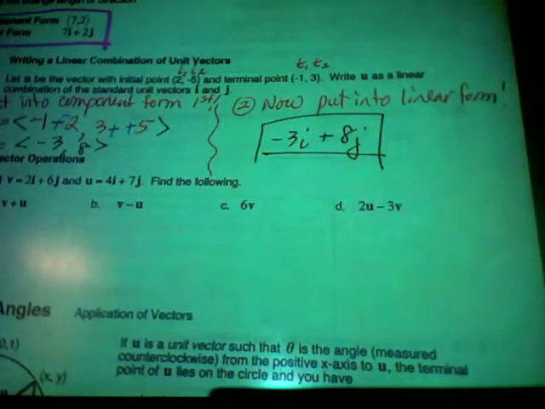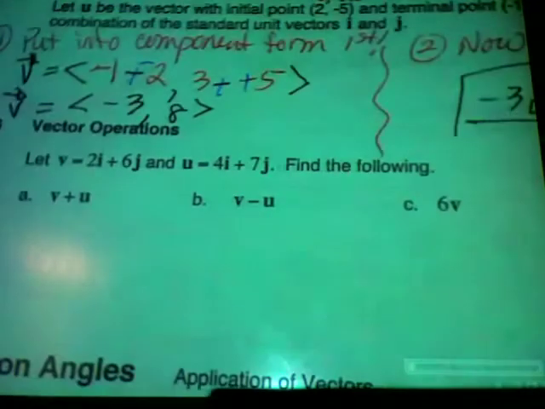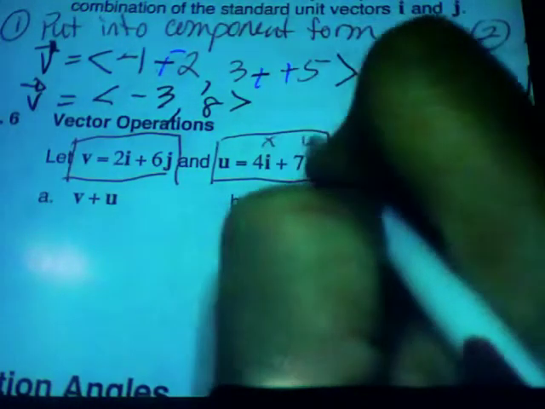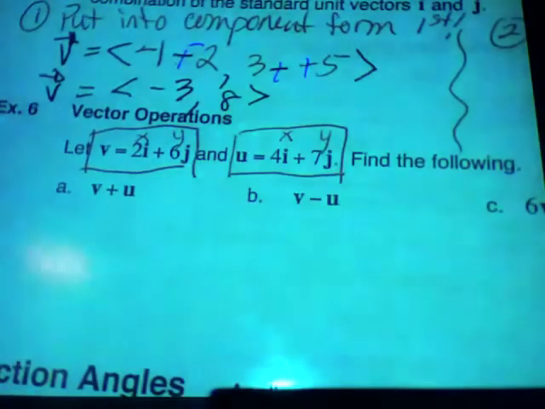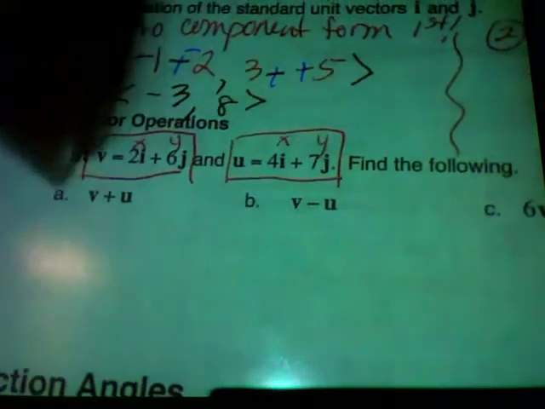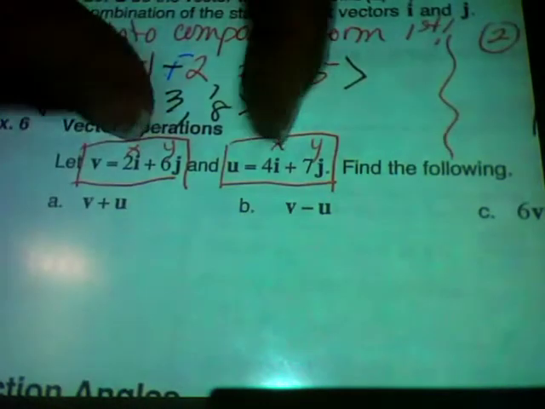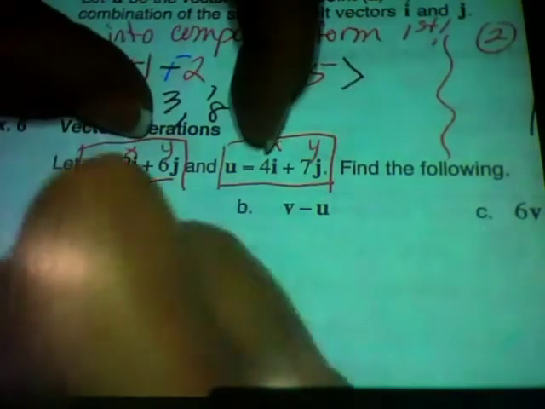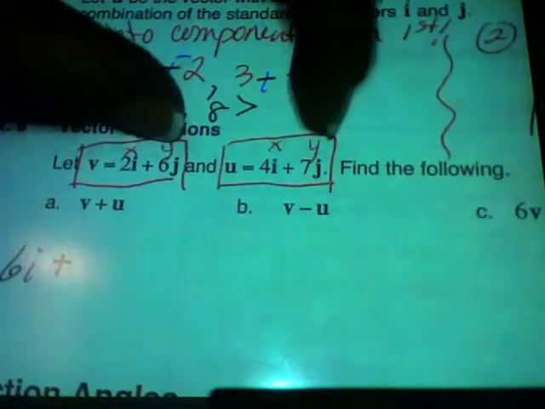Different notation. So then we're going to take this different notation and we're going to add, subtract, and do scalar multiplication with the linear form. So again, you're going to find that easy. So look at what they've done here. You've got vector v in linear form and vector u also in linear form. This is the x value, this is the y value, x value, and y value. So if I'm going to add the vectors together, don't I add the i's and then add the j's? What do you get? 6i plus 13j.